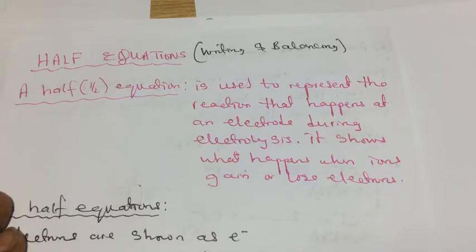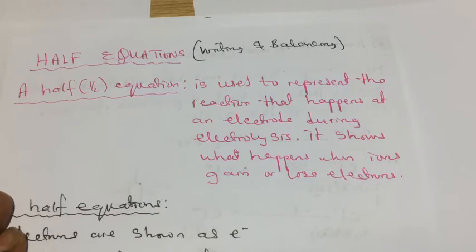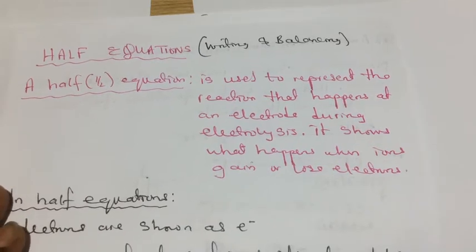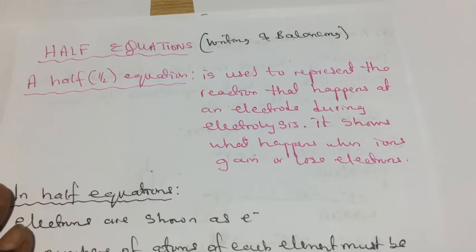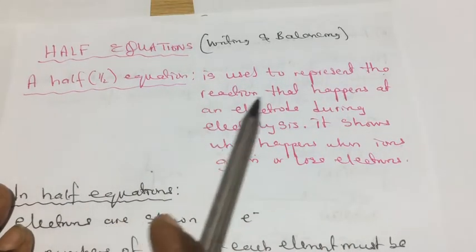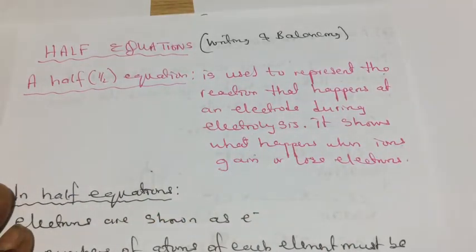Let's look at a subtopic, a continuation of electrolysis: half-cell equations, writing and balancing. A half-cell equation is used to represent the reaction that happens at the electrodes, that is the anode and the cathode, during electrolysis. It shows what happens when ions gain or lose what?